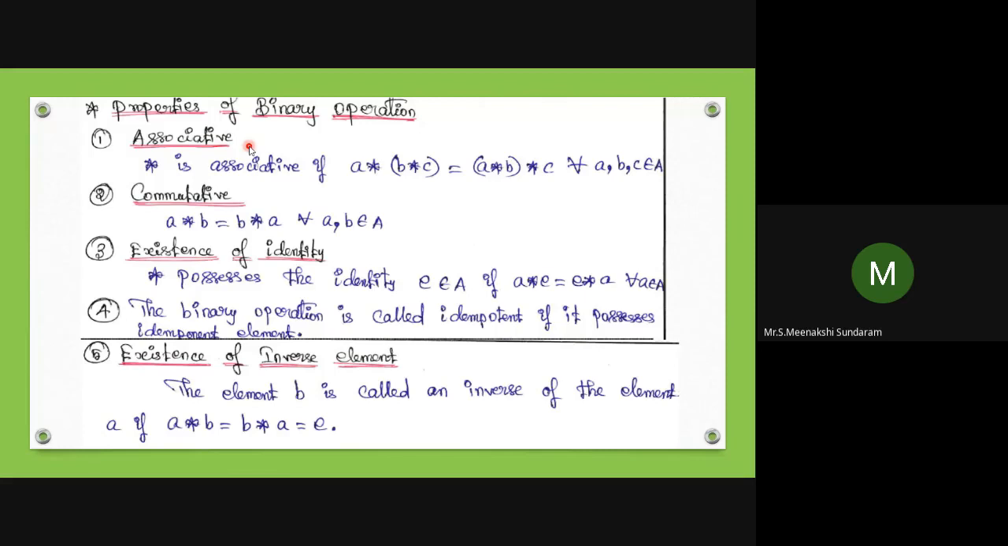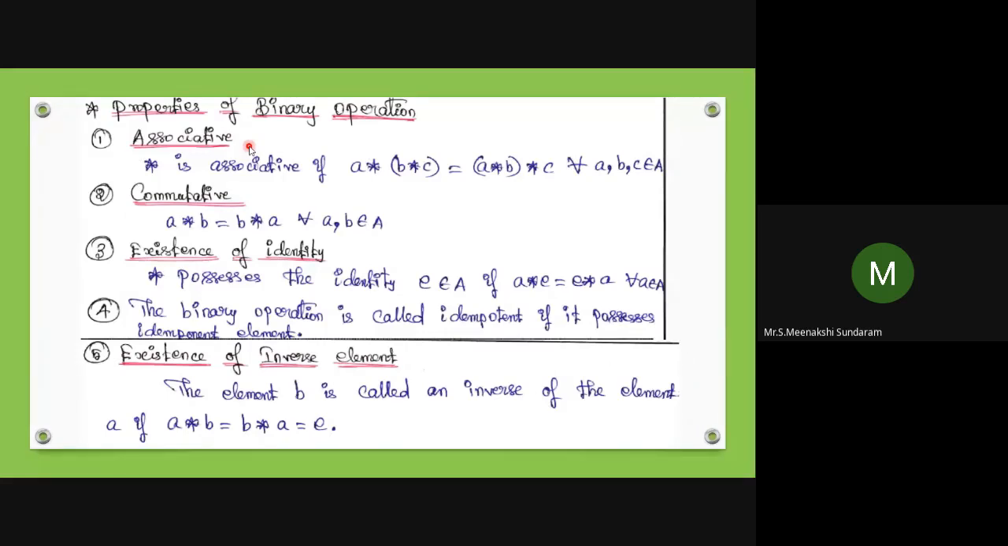Another one is the existence of identity. An identity is an element such that when combined with another element, the same output is given. Then it is called the identity element: a star e equals e star a equals a. Then it is called the existence of identity. The binary operation is called idempotent if it possesses an idempotent element: a star a equals a.